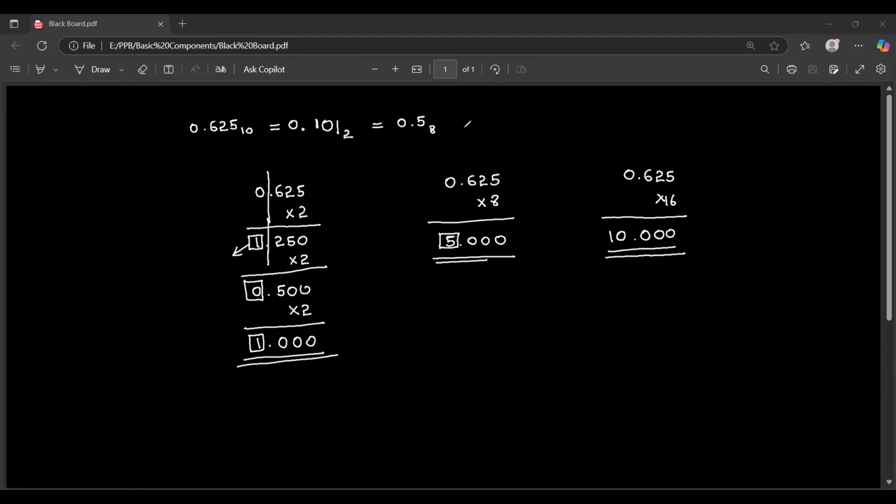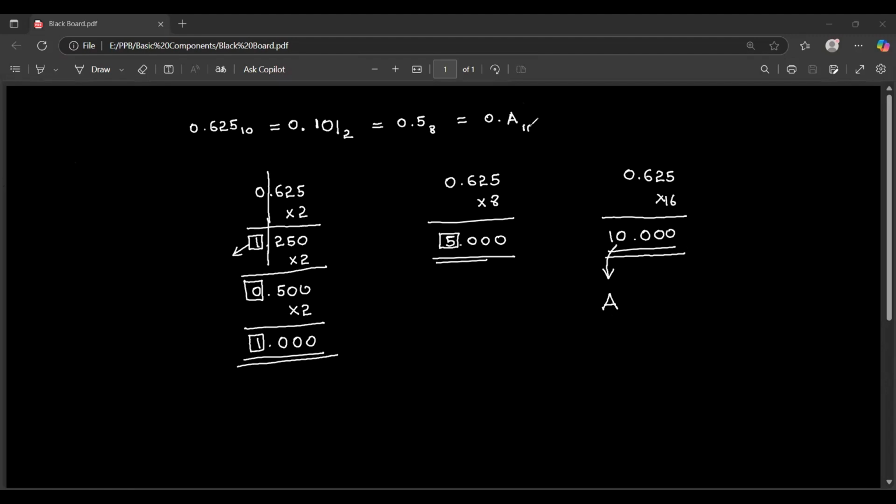So what will the answer be? Can you write down 0.10 to the base 16? No, you can't, because in hexadecimal, 10 is represented by A. So what you have to do is write down A here.